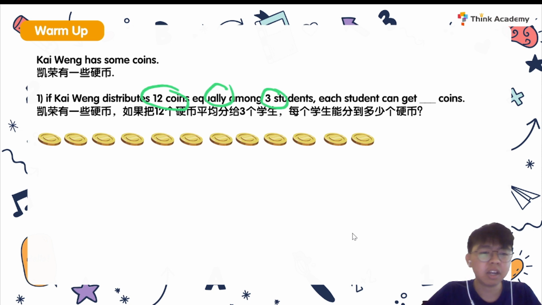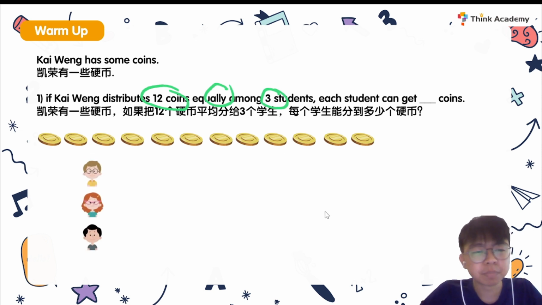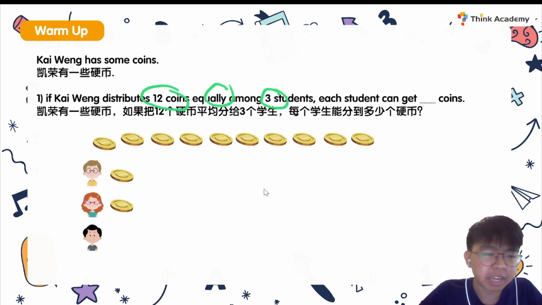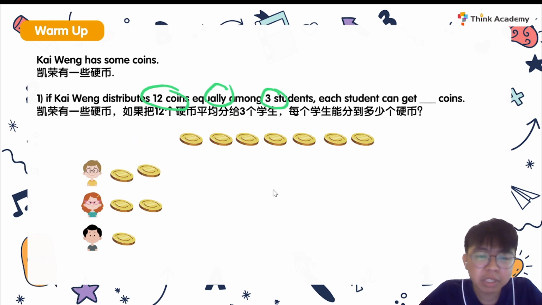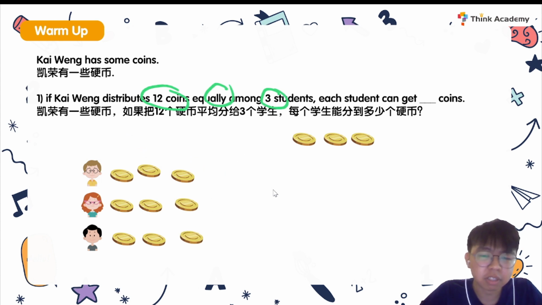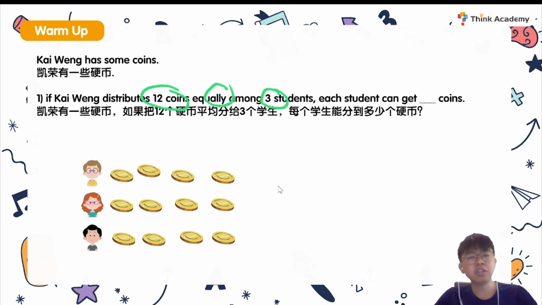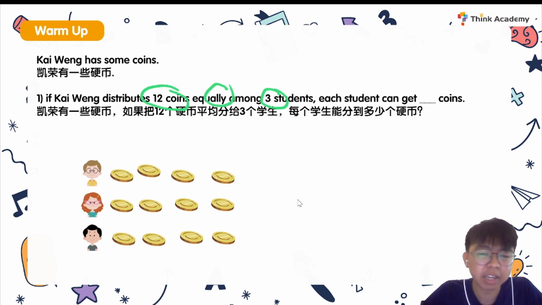And here, imagine we have 12 coins, right? And each of you can get 1 coin at first, right? Can we continue? Yes, we can continue to divide them by 1 more coin, and again, and again. And here you can figure out that each of you can get 4 coins, right?